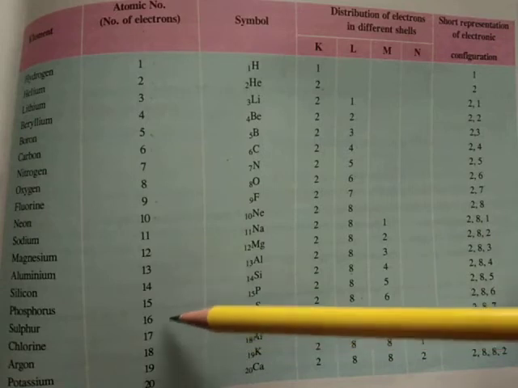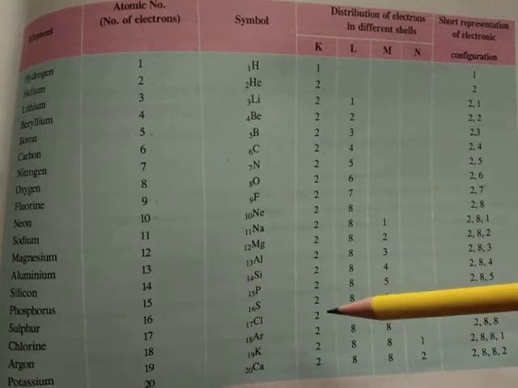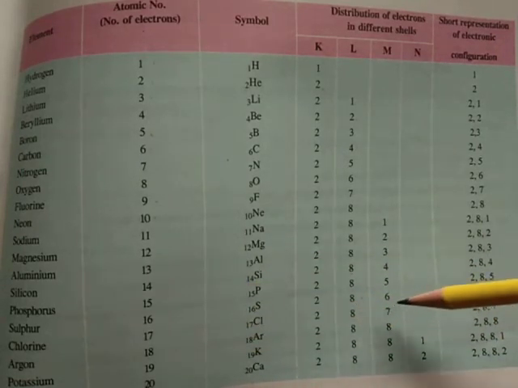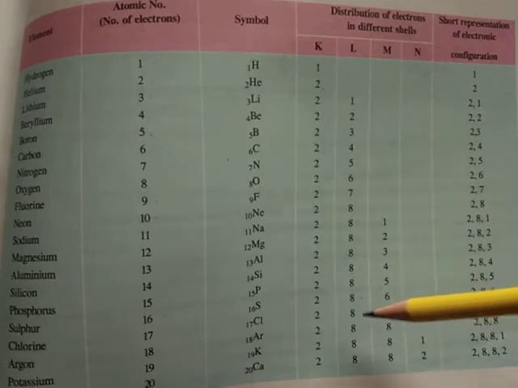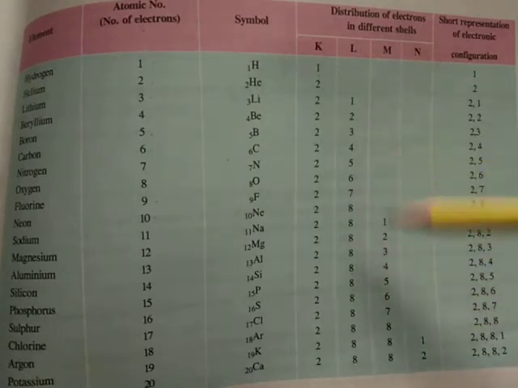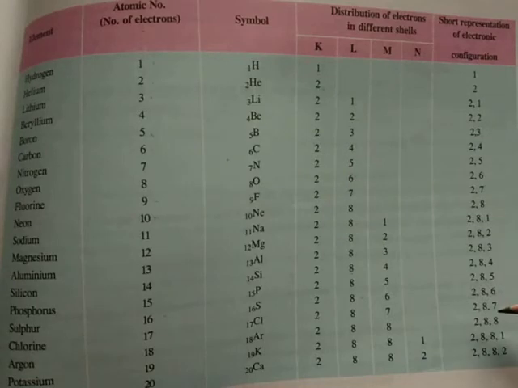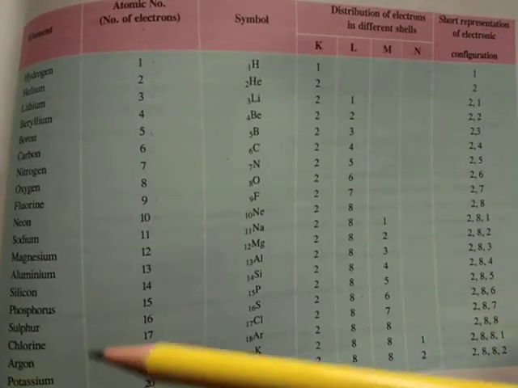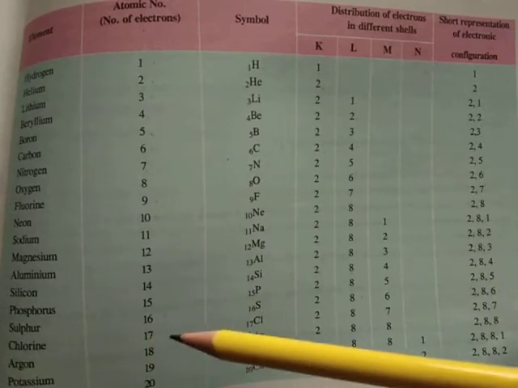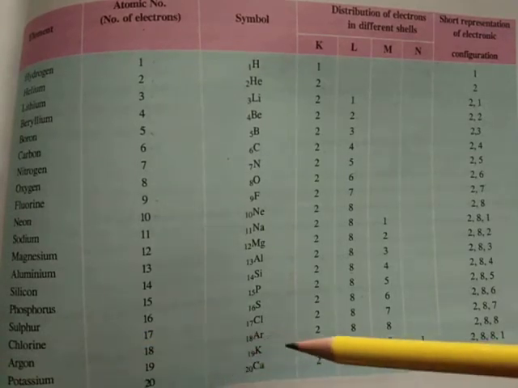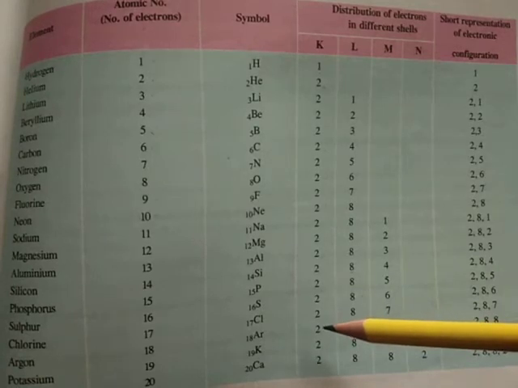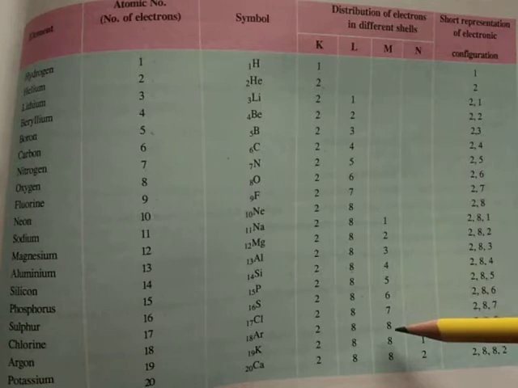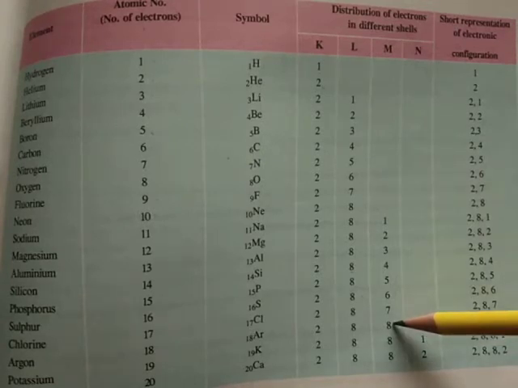Chlorine, atomic number 17. Here 2 electrons in K shell, 8 electrons in L shell and 7 electrons in M shell. Configuration is 2, 8 and 7. Now next is argon 18. Here in K shell 2 electrons are present, L shell 8 electrons are present, and M shell 8 electrons are present. So 2, 8 and 8.